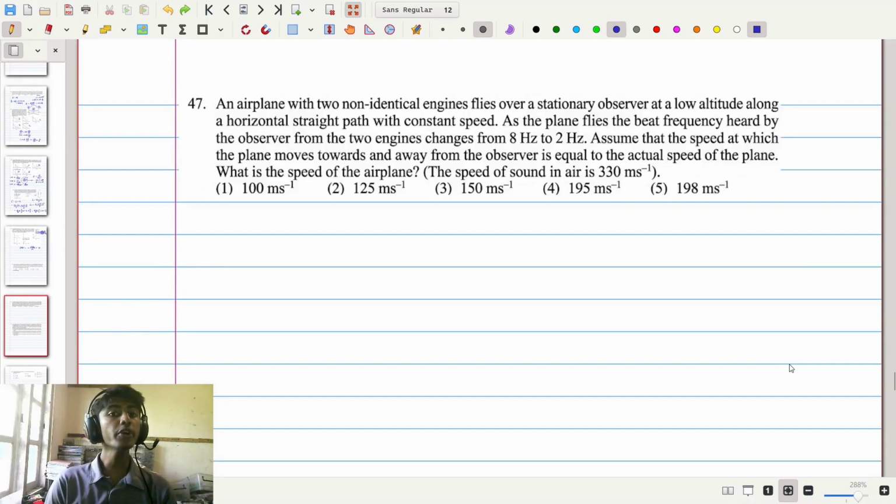Now moving on to question number 47, it says an airplane with two non-identical engines flies over a stationary observer at a low altitude along a horizontal straight path with a constant speed.